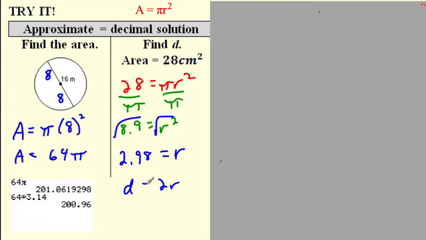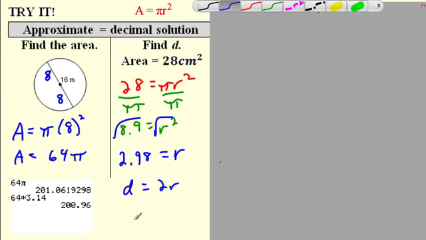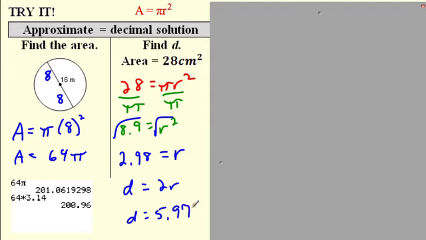So we have to double 2.98. You can go back to your answer right here and multiply it by 2, and we're looking at 5.96. We can go ahead and round that up to 5.97. So the diameter in this case would be 5.97. That's approximate. I'm using decimals, I'm rounding, so I could get a little bit off.